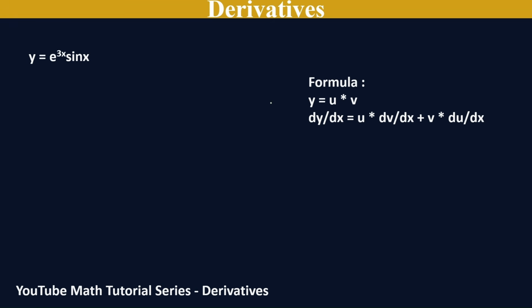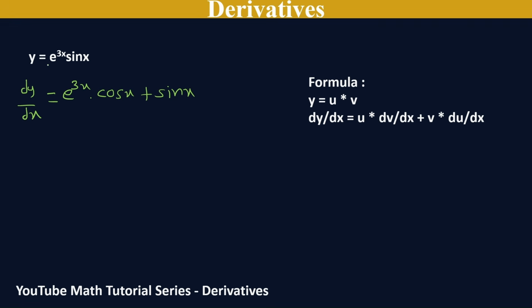Same, see, the same formula is applicable here as well. Put u as e to the power 3x and v as sin x. Let's start solving this one. Derivative of y with respect to x: u is e to the power 3x, into derivative of v, which is cos x, plus v, which is sin x, into derivative of u.